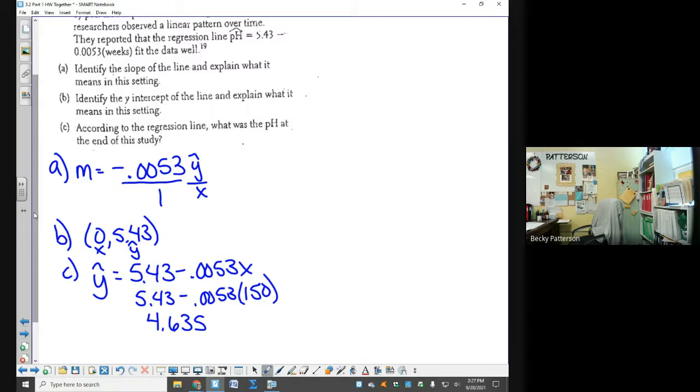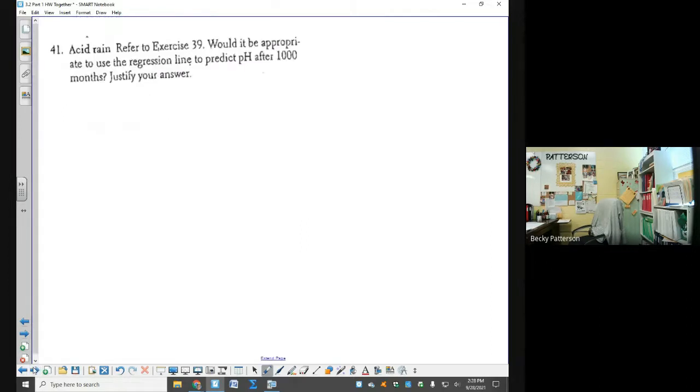Awesome. Issues, questions, details, notes and crannies? Everybody got the word predicted in both of those sentences? And I got 4.635 for part C. Are we good? Questions? Ask me questions. I can't read your faces. Everybody's okay? All right. Y'all want to go? All right, moving on to 41.